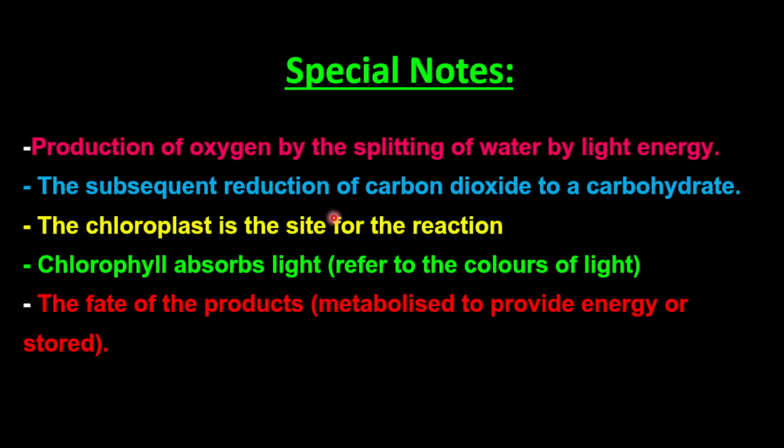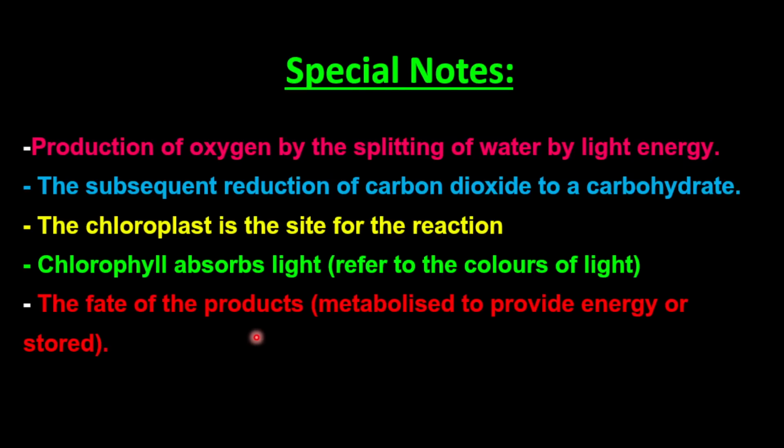Now, the chloroplast is the site of the chemical reaction for photosynthesis. You need to know that. Chlorophyll absorbs light. Also, you need to know the different colors of light, ROY G. BIV, and plants reflect green light, because whatever color you see from something, that's the light being reflected. You also need to know the fate of the products in terms of photosynthesis. One is that oxygen is a waste product that is given off into the environment.